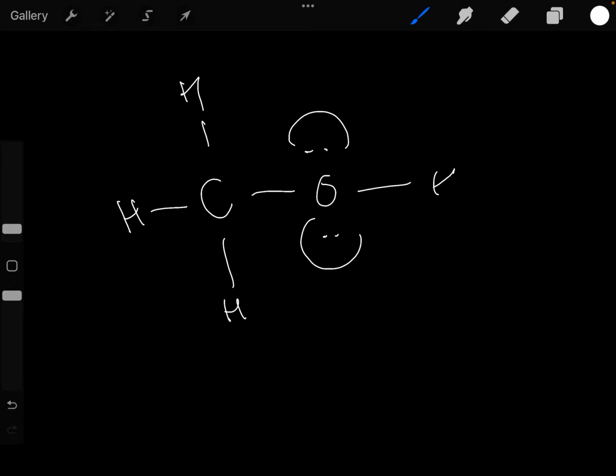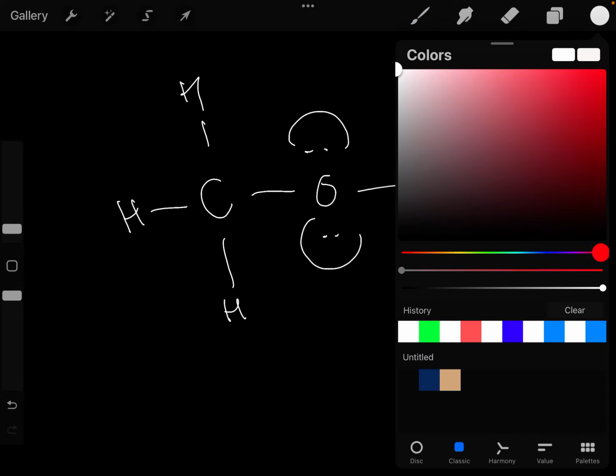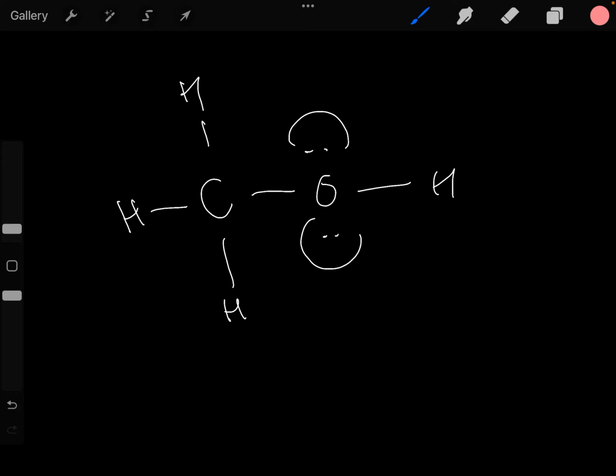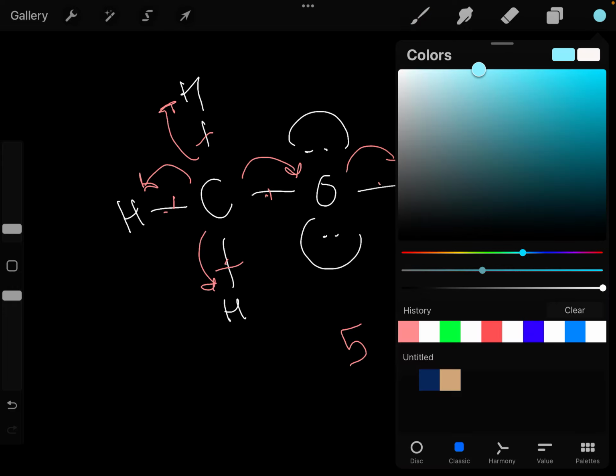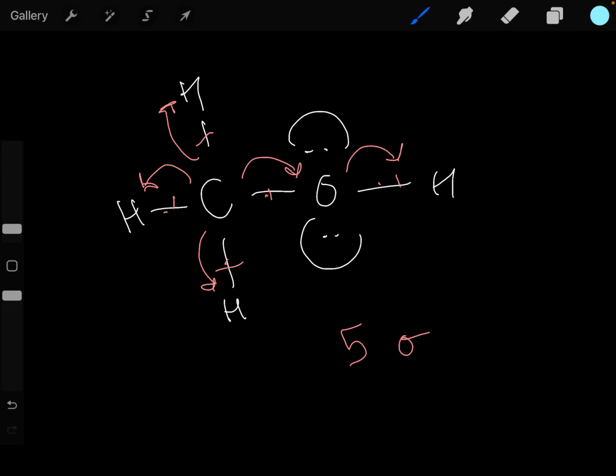Alright, let's find the hybridization, sigma bonds, and pi bonds for this one. Sigma bonds, yay! This is my favorite. Let's look for connections. 1, 2, 3, 4, 5. Basically, we're just counting the number of single lines. We have 5 single lines. And let's look for pi bonds. But there are no double and triple bonds. Okay, so there are 0 pi bonds.